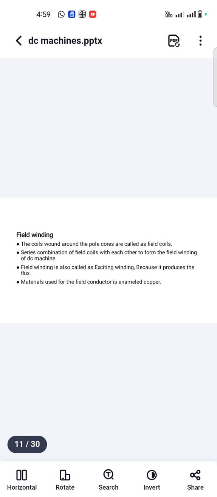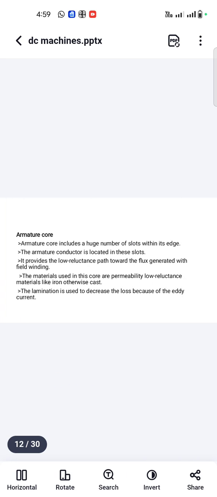Okay, now what's the next one? Armature core. What is armature core? It's the rotating part of a DC machine, right? It consists of slots for winding, and it's made of laminated steel. It reduces eddy current losses.